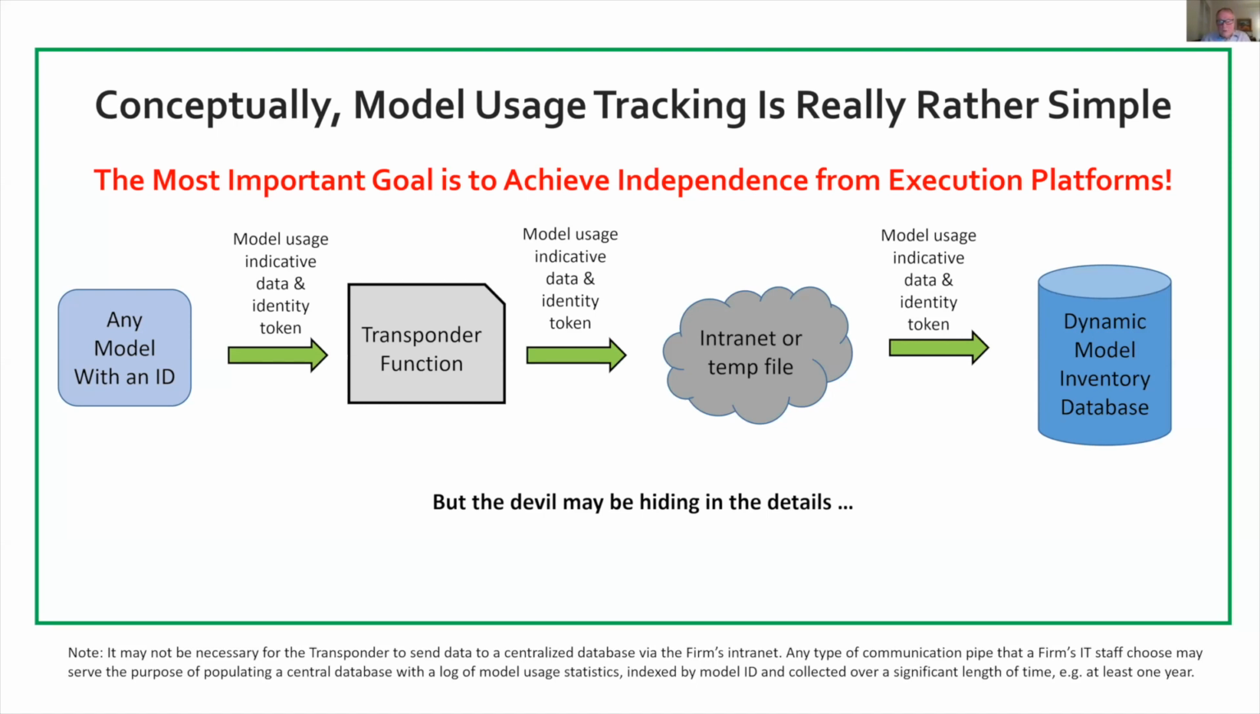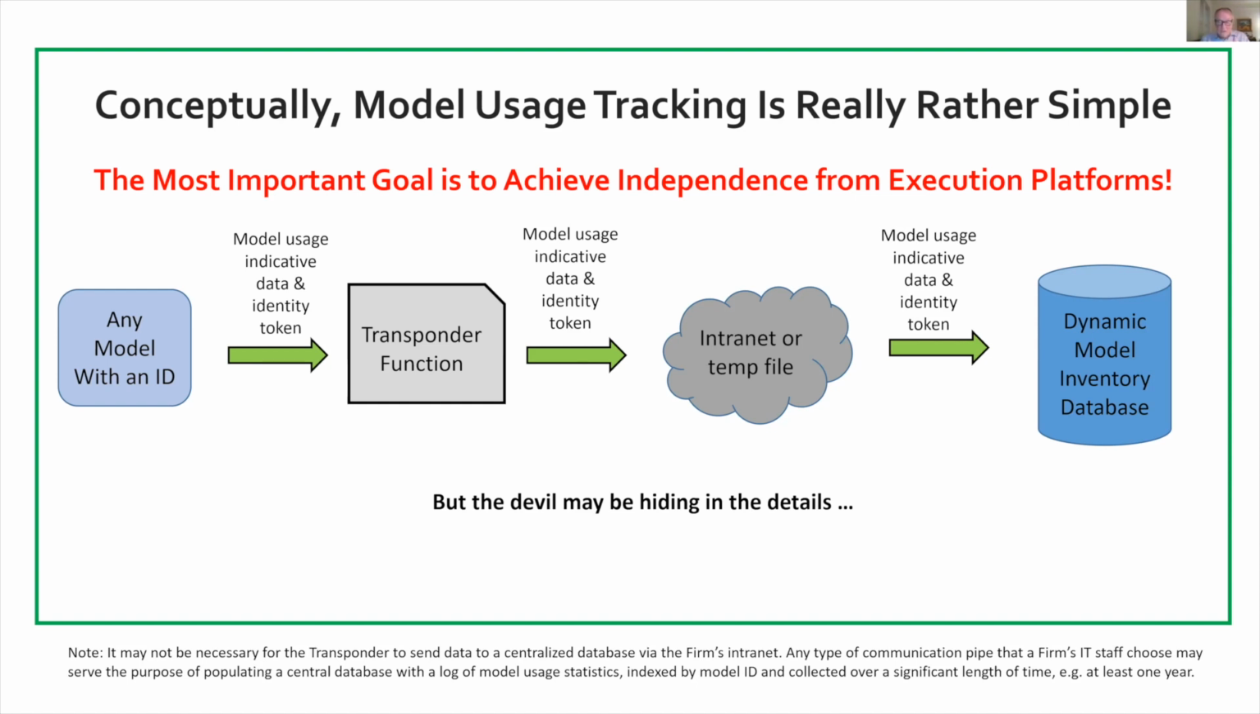So conceptually, this model usage tracking is pretty simple. The most important goal is to achieve independence from an execution platform because that will make it scalable, mobile and portable. So starting on the left, any model with an ID, when it's executed, the transponder function will send out model usage indicative data and an identity token. This can go via the intranet into a centralized database, intranet, not internet, the internal intranet for a firm, or it could be put into a temporary local file. And this model usage indicative data then ends up in a cumulative dynamic model inventory database.